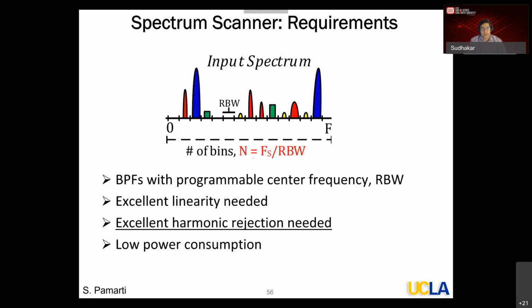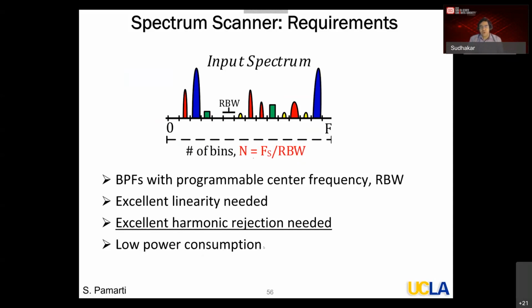With spectrum scanners, you want programmability of center frequency and bandwidth, but you want excellent linearity, much more so than in the RF front end itself, because you are scanning over a much wider bandwidth. You probably have a lot more signals that are stronger and so on. And excellent harmonic rejection is needed, because you're not looking at a small band, you're looking at a band that could be several gigahertz wide. And perhaps more than anything else, you want very low power consumption.